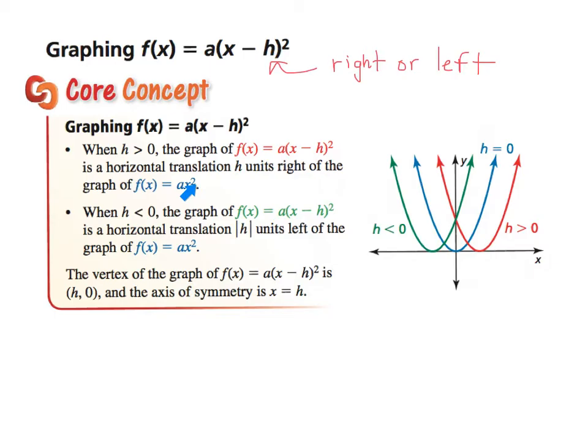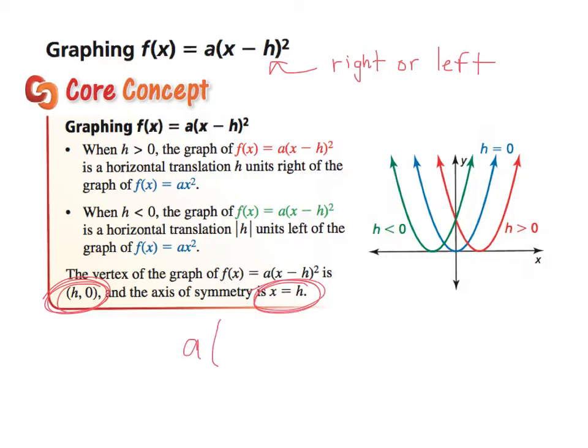So if I just had ax squared, which is represented here in blue, let's look at this. If this did not move, there's my vertex, which is the origin. If it was x minus h squared, where h is greater than 0, it moves to the right, represented by the red parabola. If h is less than 0, which means it's negative, so you could have x plus 7, because you plugged in negative 7, that means I go to the left. So if h is less than 0, that's how many units, the absolute value, I go to the left. Now the vertex is always h, 0, and the axis of symmetry is x equals h.